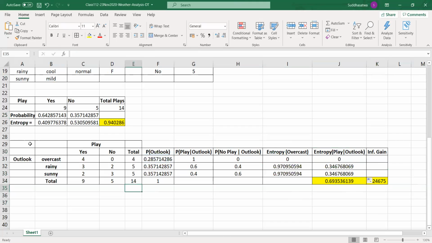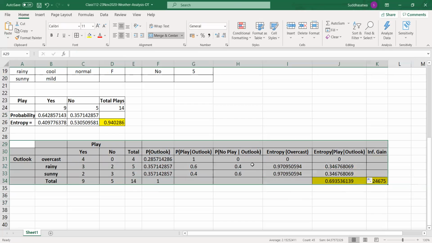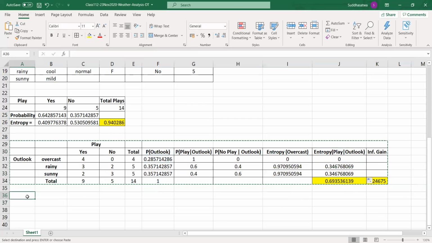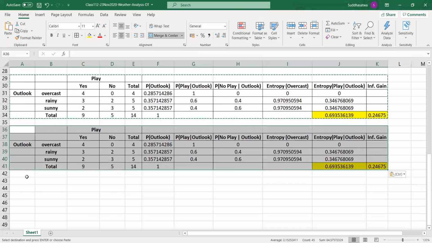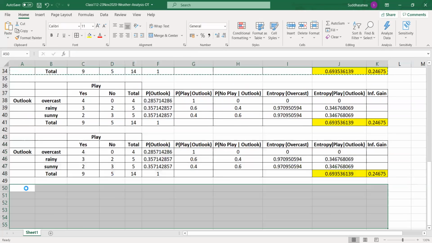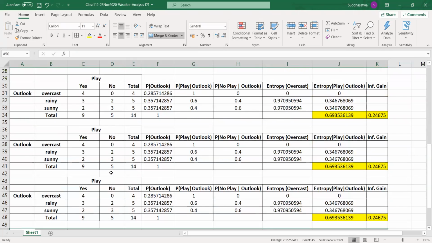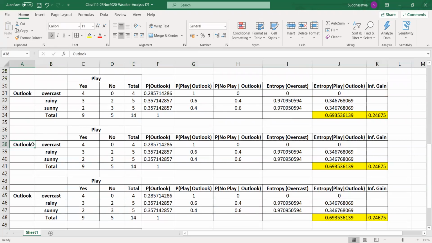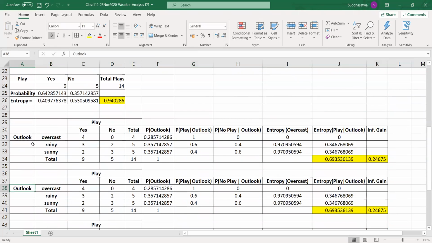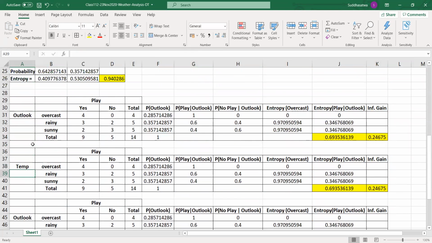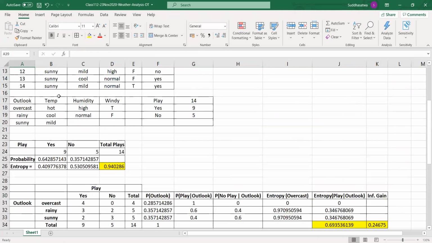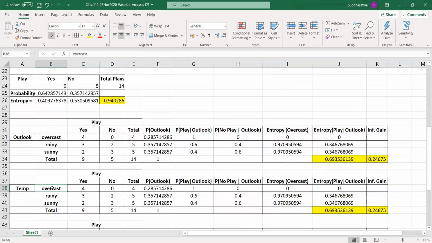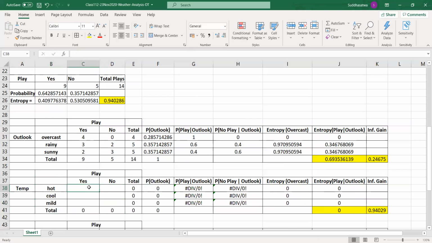Now I have calculated the information gain and entropy for one feature. Now I have to do it for three more, so let me just do it. In place of outlook, I have temperature, and in case of overcast, sunny, I have hot, cool, mild. I just have to change these values, so everything else should change.